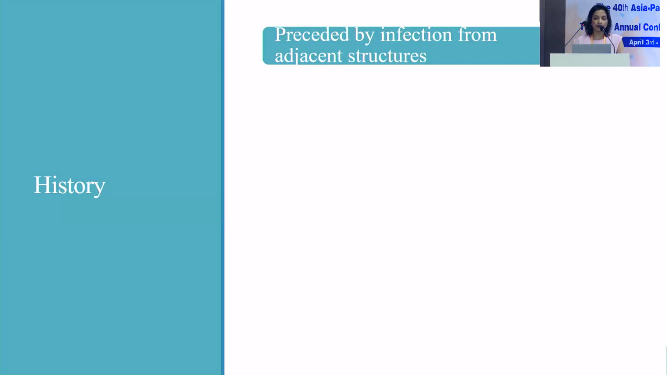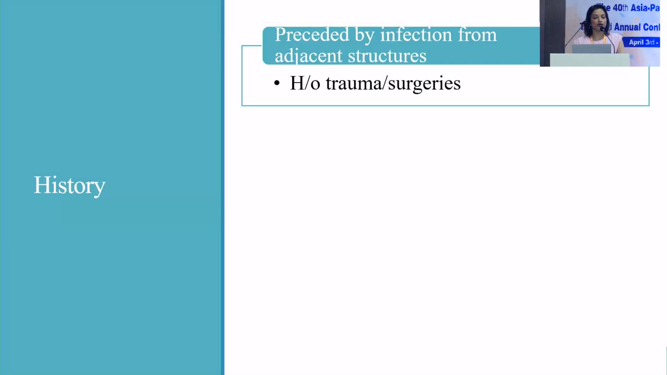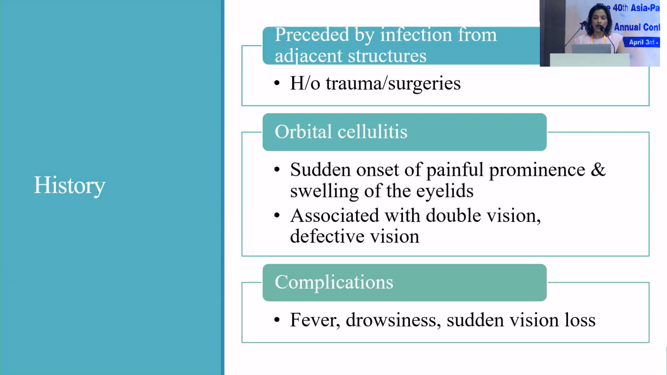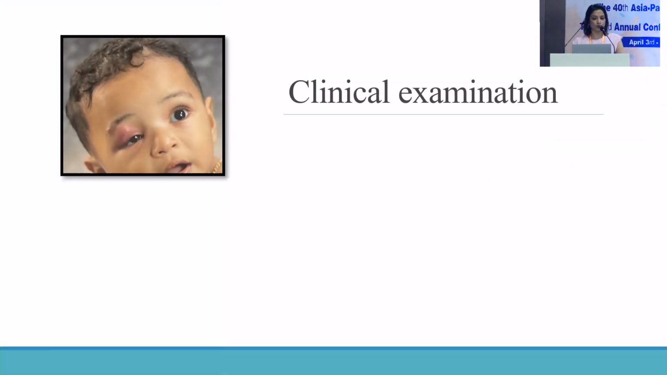Like we saw earlier, there would be an infection from adjacent structures; history of trauma or surgeries could be there. Usually the parent would say that there is a sudden onset of painful prominence and swelling of the eyelids. Children most often would not notice double vision or defective vision, but older children would talk of the same. And if the child is found to be drowsy or has a fever or sudden visual loss, then it's an indication that it is probably progressing.